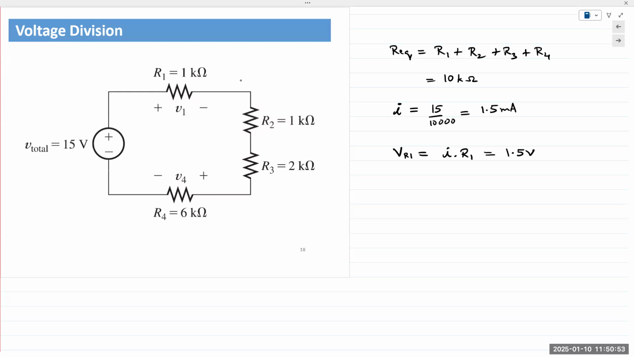Voltage division principle simply states when you apply a voltage across a series connection of resistors, a fraction of that supply voltage appears across each resistor, and the fraction is directly proportional to the ratio of the resistor to Req. And so VR1 is simply V total times R1 over Req. That's it. That's the voltage division principle. Okay.